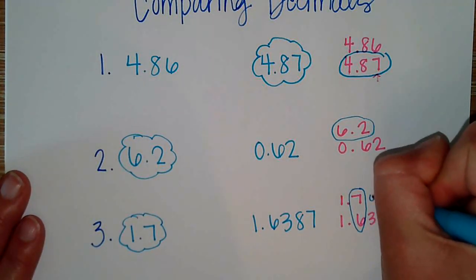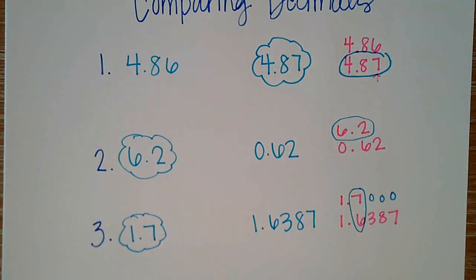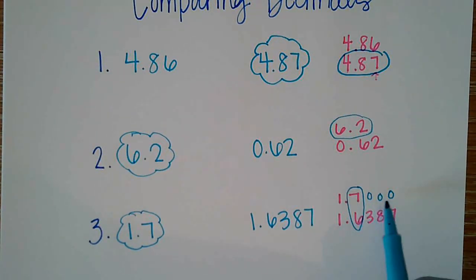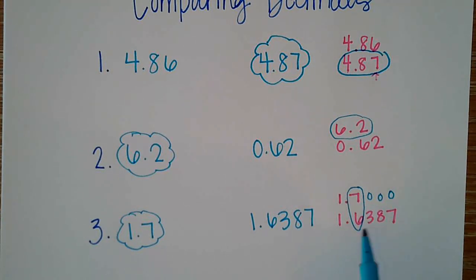We can also put in these zeros here and think about it like that. This 7,000 is in fact larger than 6,387.